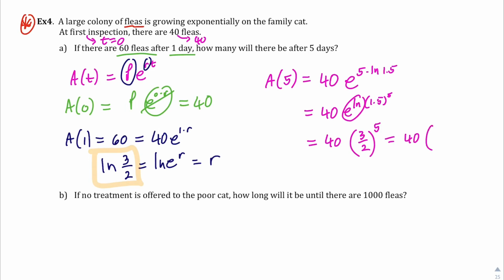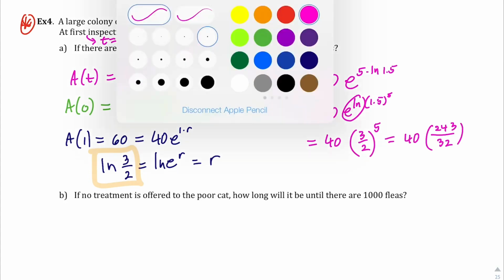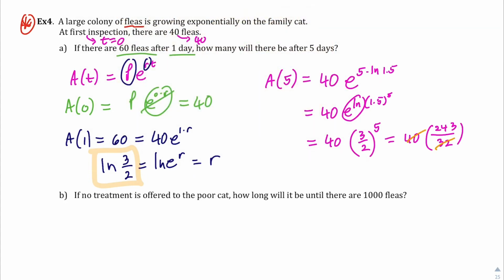So 40 multiplied, that's going to be 32. 3 to the power of 5 is going to be 243. Then we can do a little bit of simplifying. Those two are going to cancel, that goes 4, that goes 5. Final answer, 1,215 over 4 fleas. So don't forget your unit, and do not truncate. And there's our exact answer.